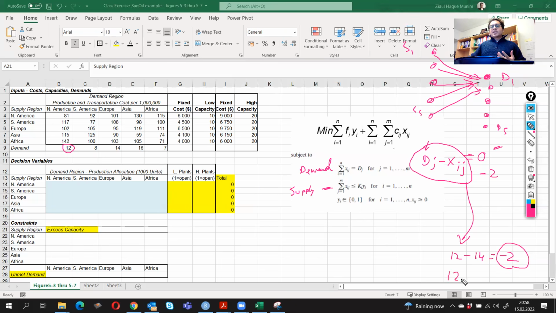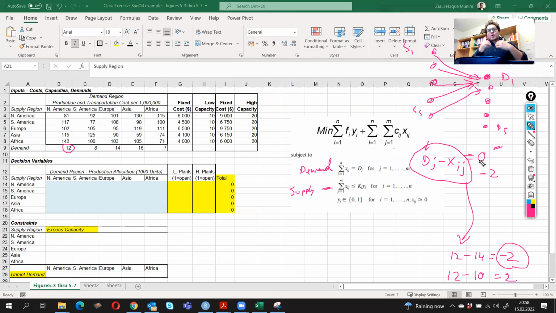When will we have a positive value? So 12 was our demand, and if we supply to that location from all the 5 locations 10 units, then we will have a +2. That means our demand has not been met. So we are losing sales. Our demand was 12 million. We sent 10 million. So we're losing sales, right? So that is why we force it to be 0. That's our unmet demand equation.